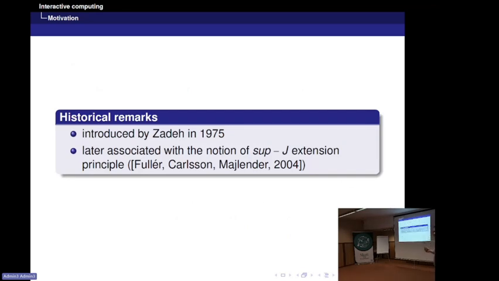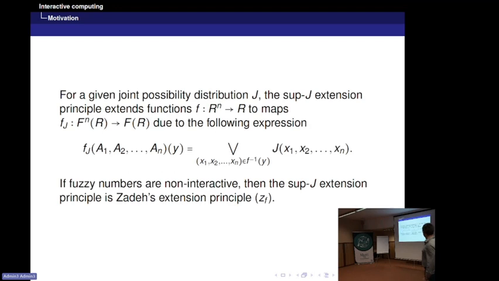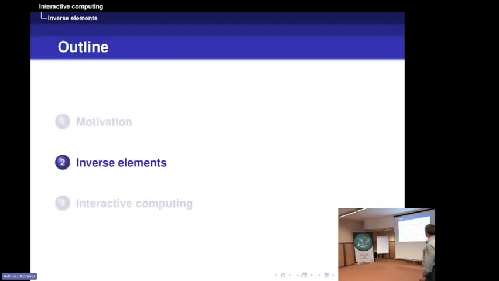Okay, this notion of interactivity is quite low, but in 2004, Carlsson, Fullér and Majlender showed that there is a possibility to use it in the definition of the Zadeh extension. So they define this sup-J extension principle, and the sup-J extension principle uses this formula. What is interesting is that if the fuzzy numbers are non-interactive, then we obtain the definition of the Zadeh extension. So they somehow show that these joint possibility distributions can be used this way, and it really works.